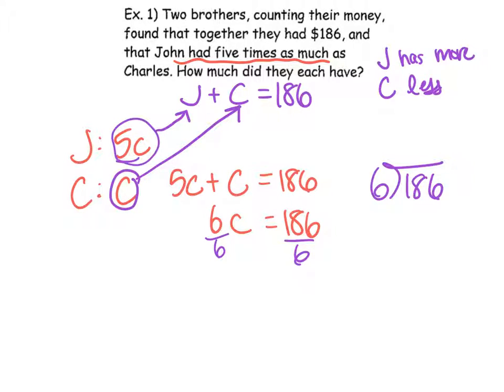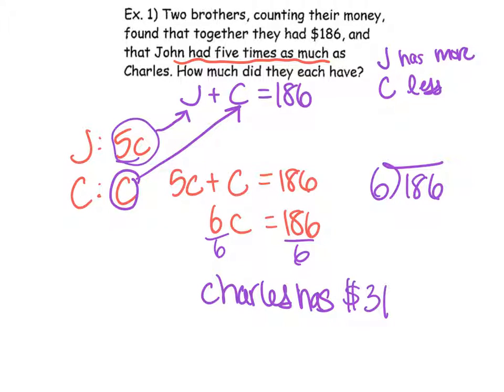So I'm solving for C. I'm solving for Charles. Charles has less money. How much money did you get when you divided? 310. But together they only have 186. Oh, 31. Okay. Just an extra zero. And we could figure that out easily by saying, oh, 310 sounds high. Let me recheck my math. Easy.